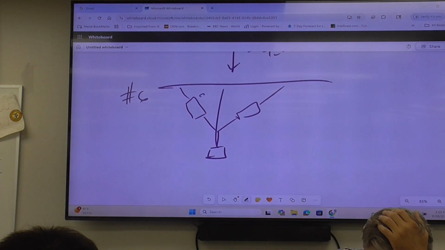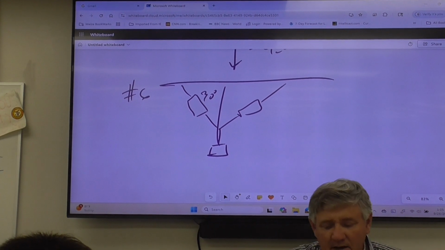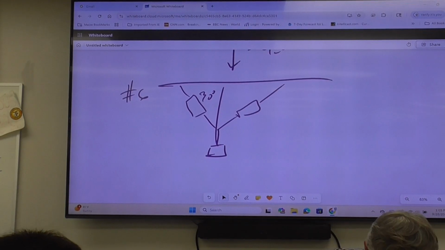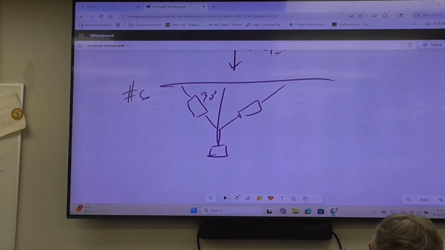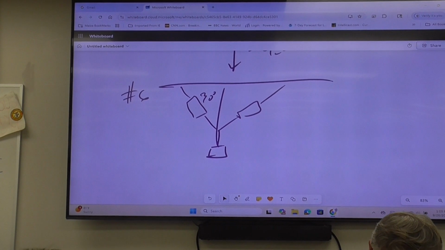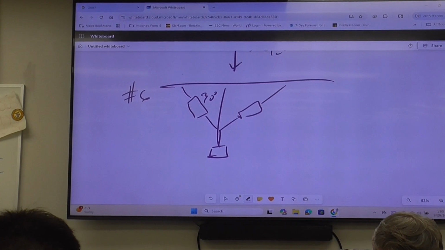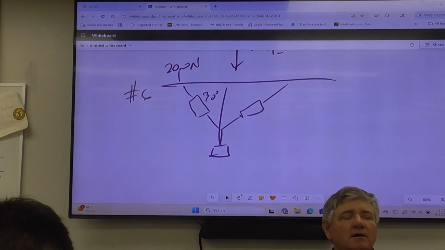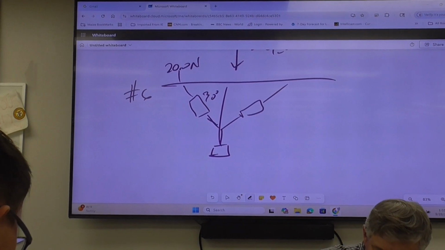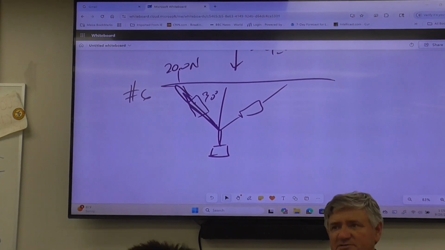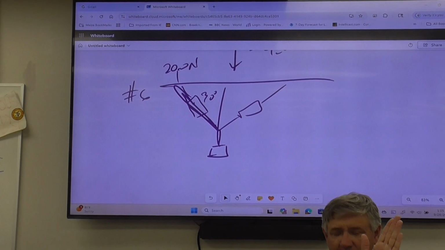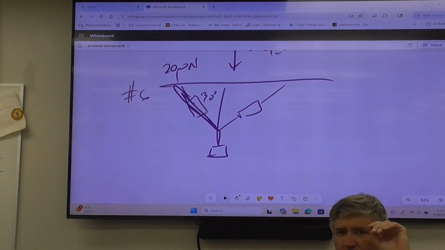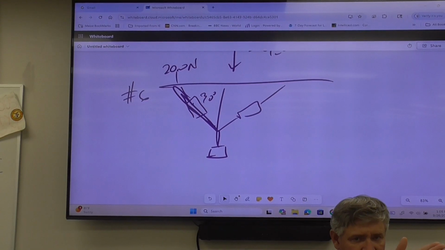And this is 30 degrees. So, this is what I would do if I were you all. You know, this reading on the scale is 20 newtons. That's the hypotenuse. So the hypotenuse force vector is 20 newtons, okay? It's not the vertical, it's not the horizontal, that's the hypotenuse.